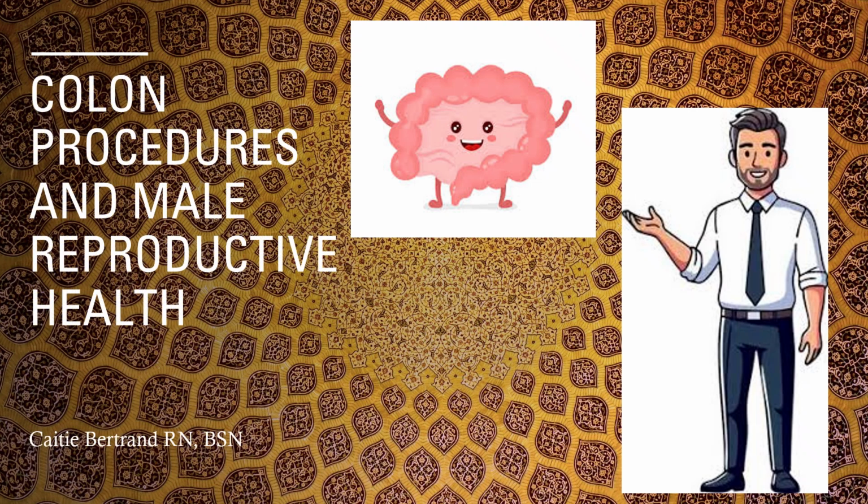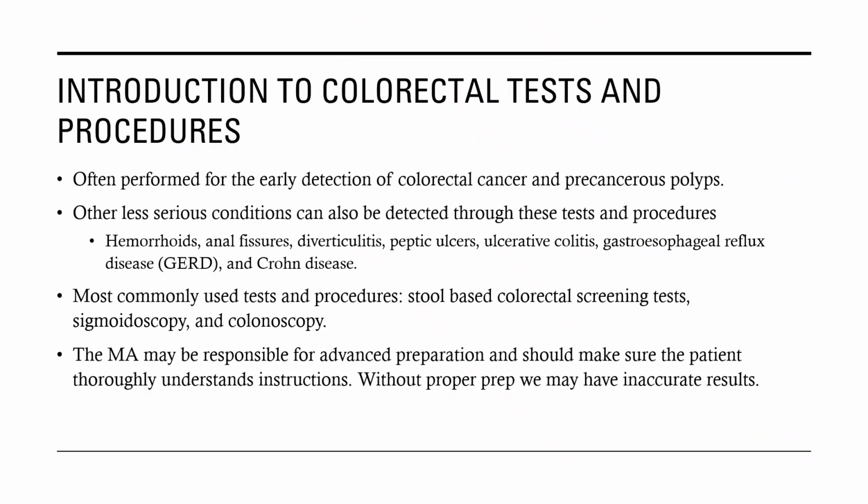All right, so this is going to be talking about chapter 13, and we're going to be looking at colorectal and male reproductive tests and procedures. This is going to start on page 494 in your book if you would like to follow along.